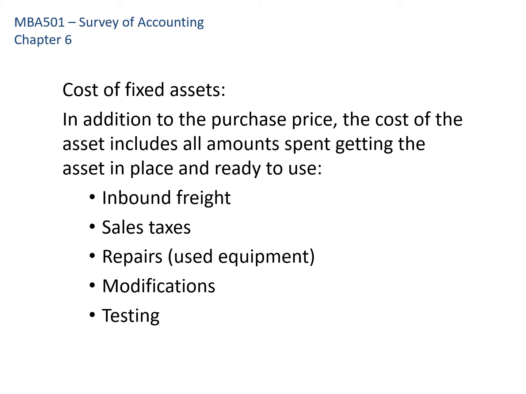It might include some materials that you go through in the process of testing the asset, so that would also be included. So it would be all of those costs, and that's very common. In businesses that I've owned, I've bought machinery that included all of those items: inbound freight, sales taxes, repairs, modifications, and testing. So it could easily double the cost of a fixed asset beyond the purchase price.